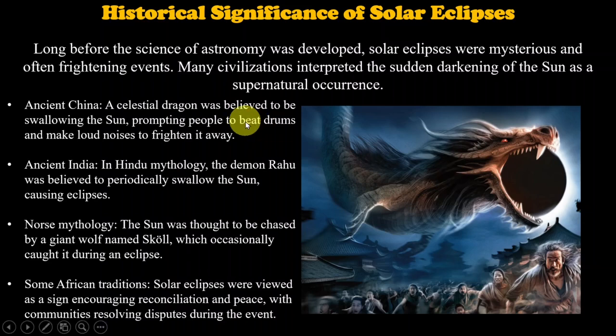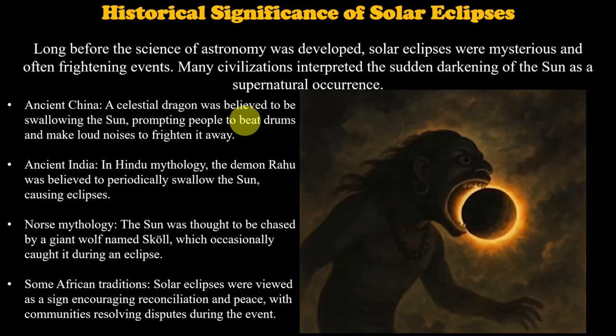How about the ancient Indians? The same story, but this time they thought it was a demon god called Rahu, because during the time of the eclipse it swallows the sun and vomits it again. So that is the kind of explanation they came up with for eclipse.